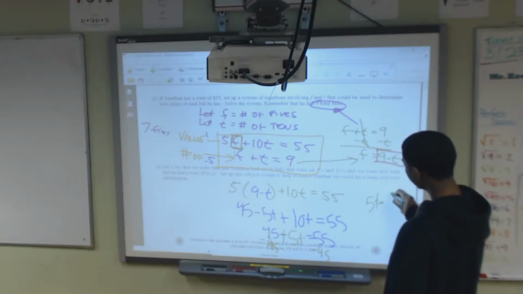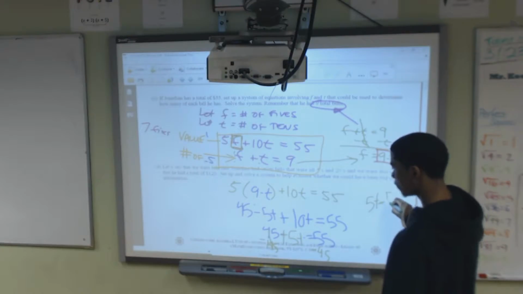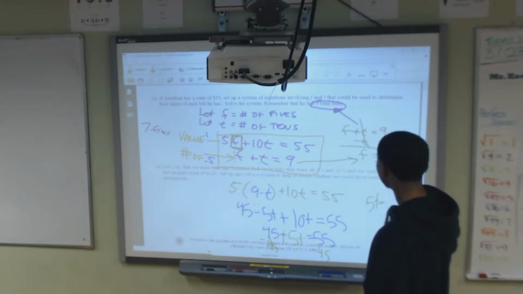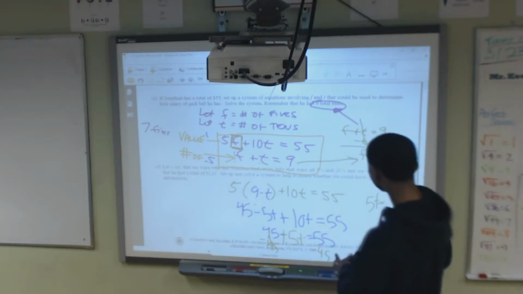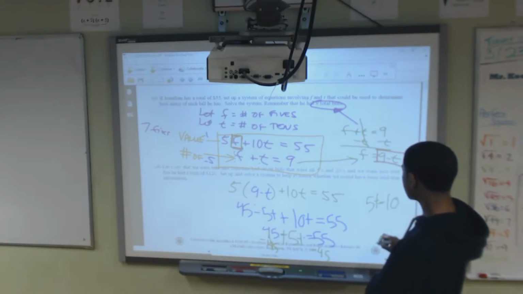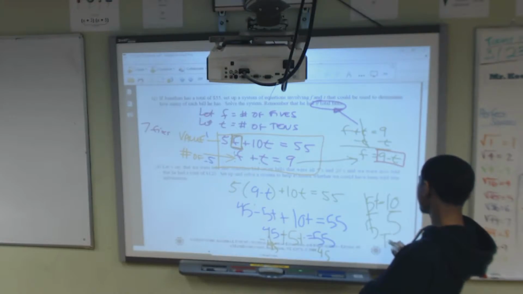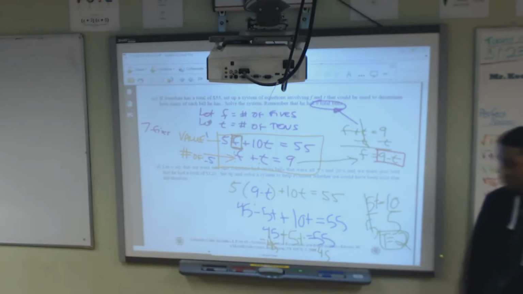Five t equals. What's that? 55 minus 45. Yeah, it's 10. Good. That was about 5. So t equals 2, right? This is a D. All right, good.